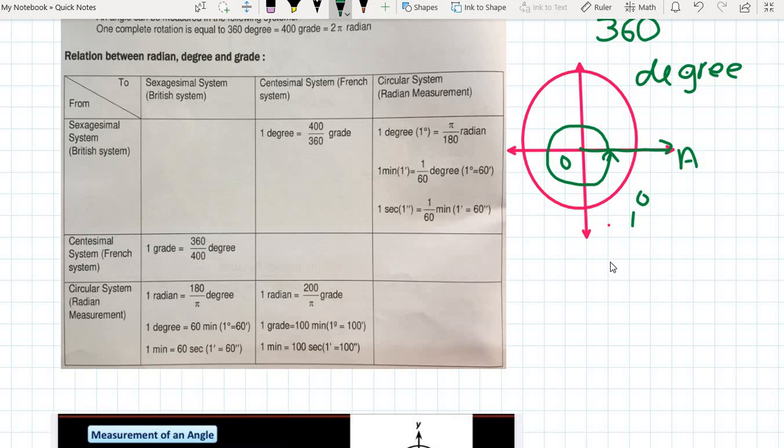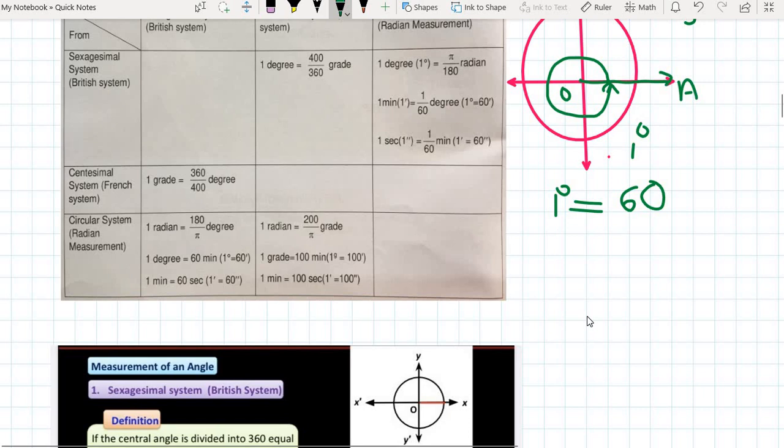Next, each one degree is divided into 60 equal parts. Each equal part is called a minute. So 1 degree is equal to 60 minutes. Now listen to me. This notation, one bar in the index place, is considered to be minute. So 1 minute is 1/60th of this, right?